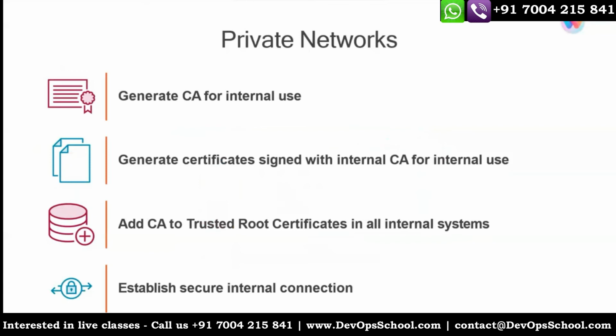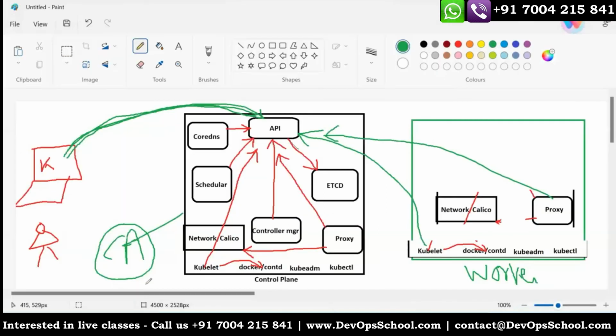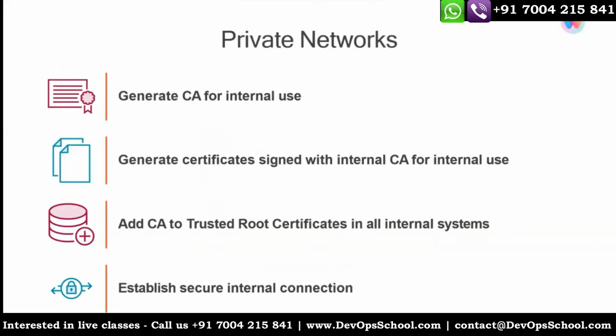TLS certificate in a private network: generate a CA for internal use. We can generate certificates signed with the internal CA for internal use. In our case, our internal CA will be the master machine, which will be acting like a master. And add the CA to the trusted root certificates in all internal systems. This you have to understand.